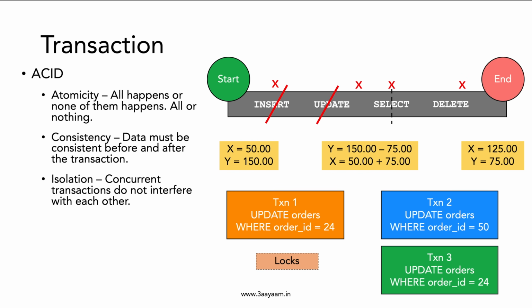The isolation is implemented using something called locks, and it is true in Redshift also, but in Redshift the lock is not at record level, which we'll see shortly.